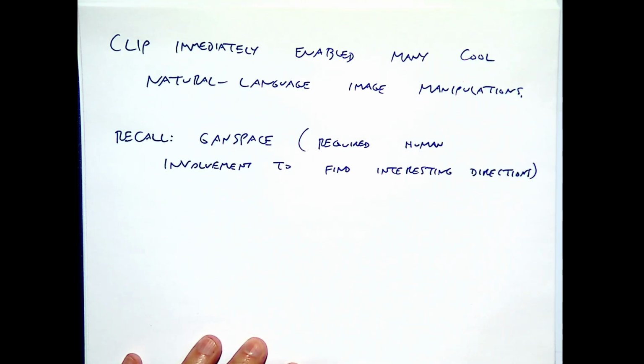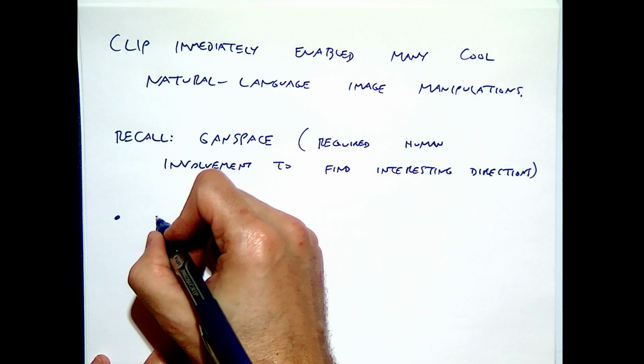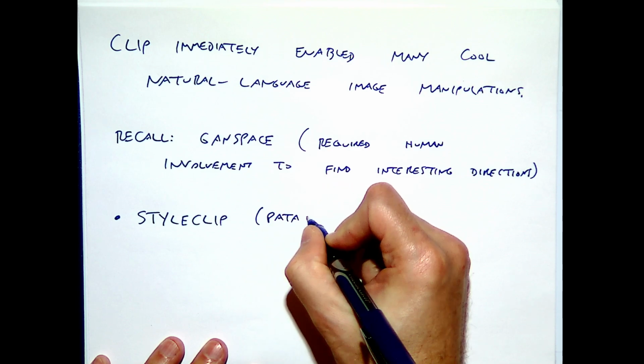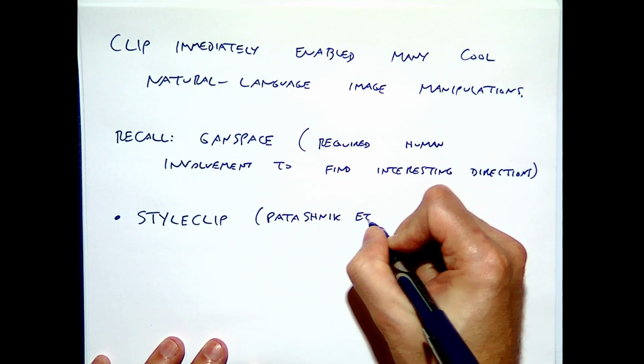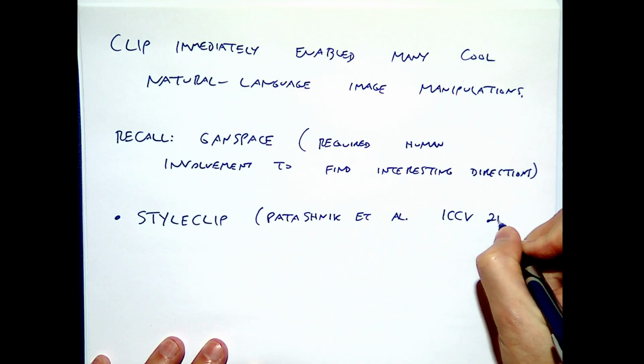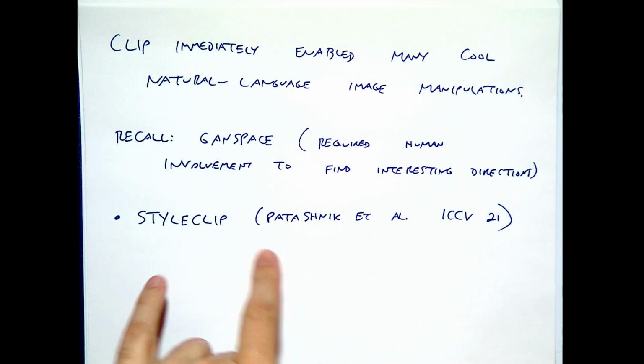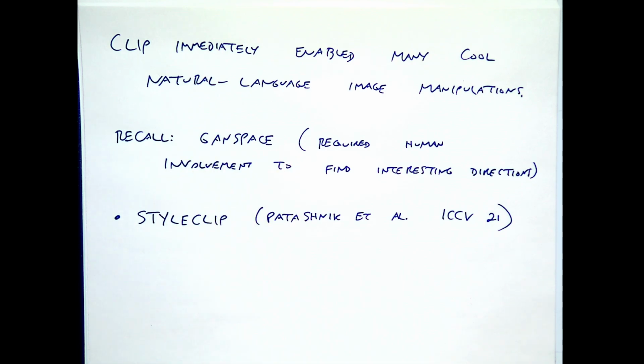So one algorithm that came out immediately was called StyleCLIP, which was by Patashnik et al. in ICCV 21. And again, you're going to see, especially now and going forward, it seems like there are all these papers that are basically some combination of StyleCLIP, GAN, NeRF, all these things just jammed together. So many papers to me all start to sound the same, because there's lots of style plus something or something plus CLIP.